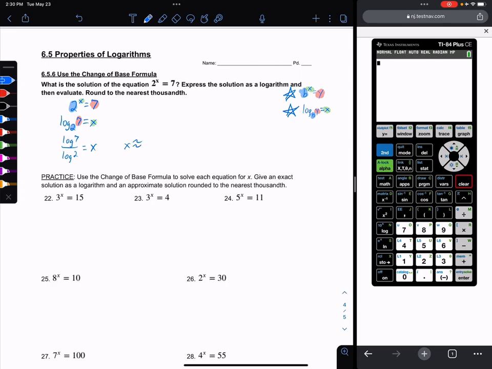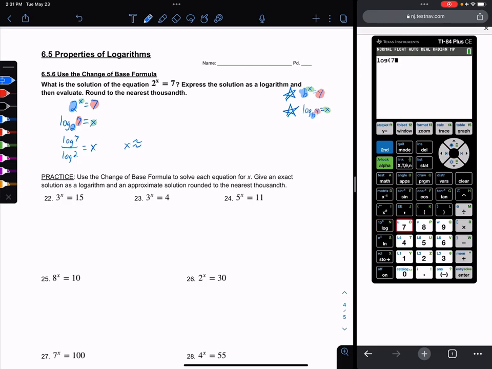So we'll take our calculators. We're going to do log 7, close our parentheses, divided by log of 2, close our parentheses, and hit enter. So to 3 decimal places, 2.807. And that's it. That's all we're looking to do here.